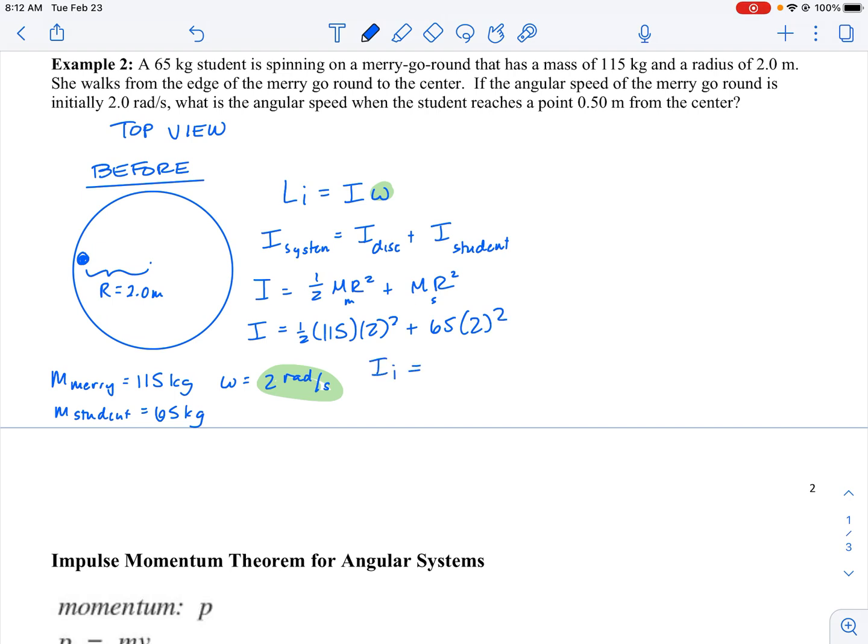So my initial moment of inertia of the system, I'm getting out my trusty calculator here, is 1/2 115 times 2 squared plus, oops, I forgot that. Oh no, this is just a point. There's no 1/2 there. 65 times 2 squared. So I get 490 kilogram meters squared.